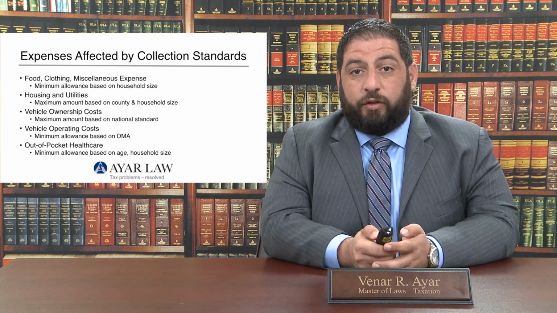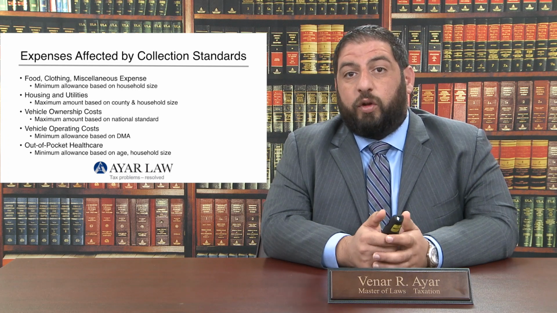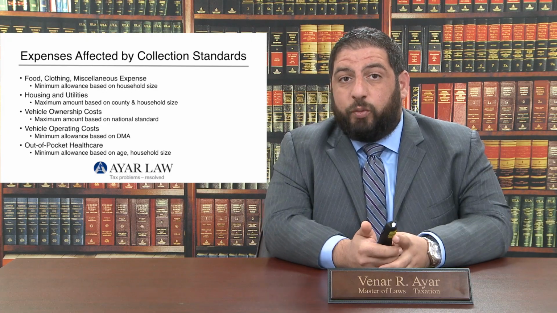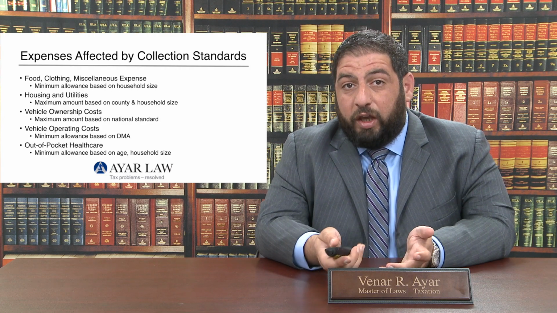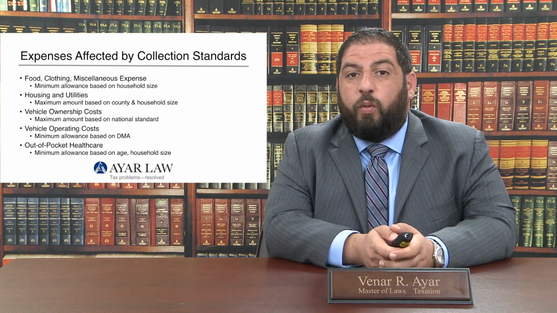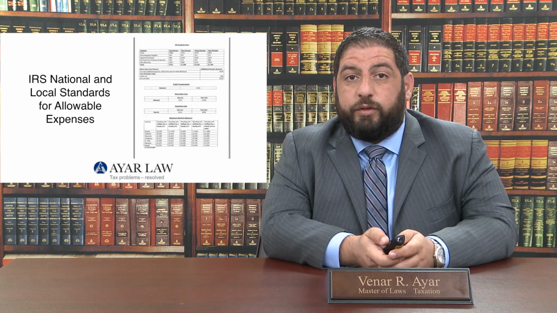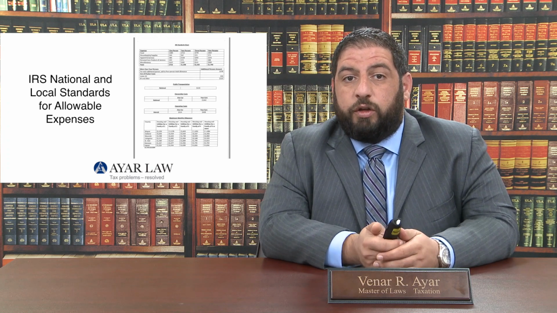The last expense that's affected by a standard is the out-of-pocket healthcare expense. Like the food, clothing, miscellaneous, this also is a minimum. You don't have to send in any proof. Everybody gets an allowance for their out-of-pocket healthcare, and this is based on their age and household size. And it is a minimum. If you have a taxpayer that incurs more than what is allowed for in the standard, well, then they get to claim the standard.